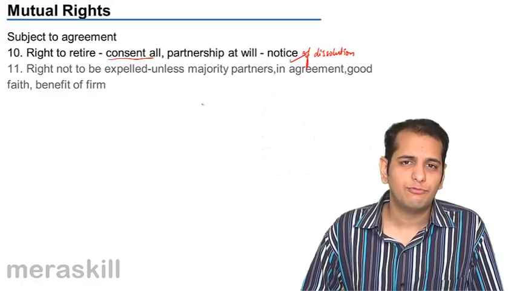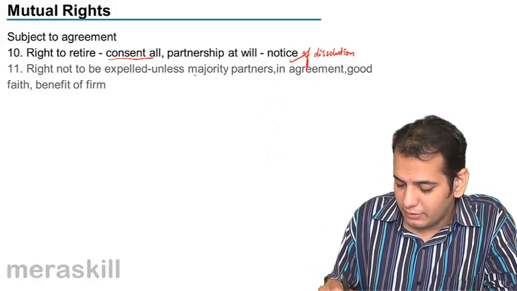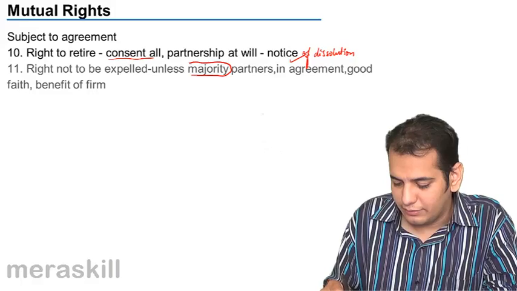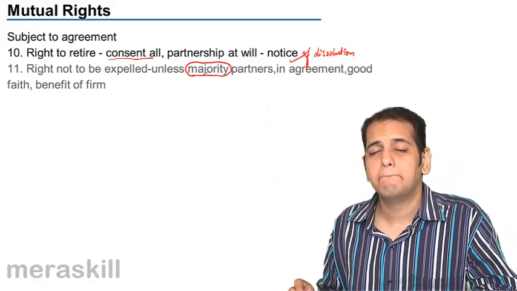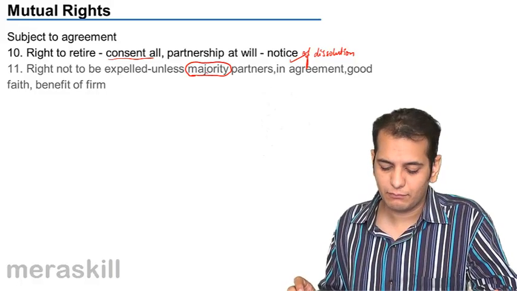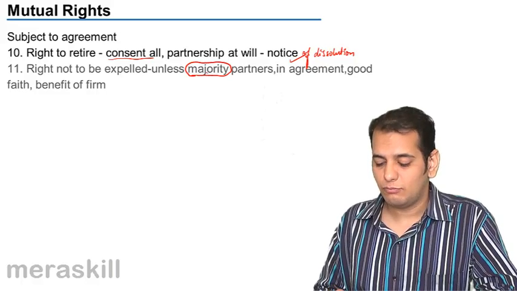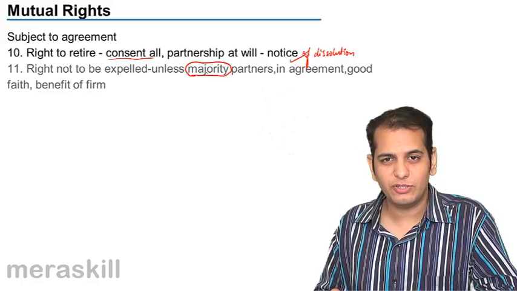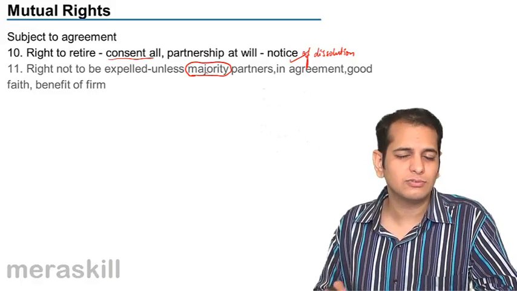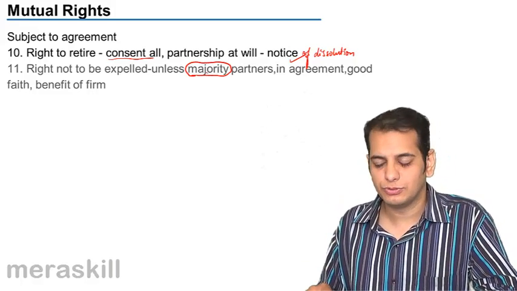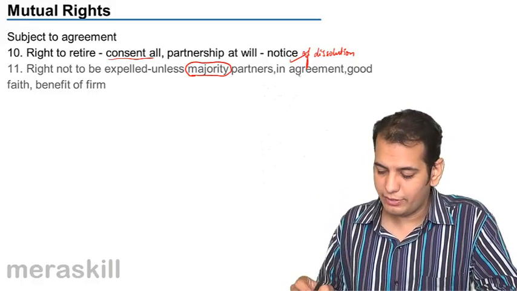Expulsion is valid only if majority of the partners agree. Now this is very important. This question has been asked many times in exams. With regards to expulsion, what is required? Consent of majority partners, all the partners, one partner, or none. They give such options. So majority partners' consent is required.